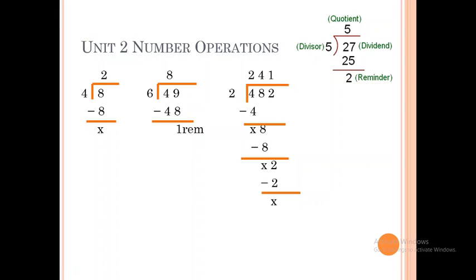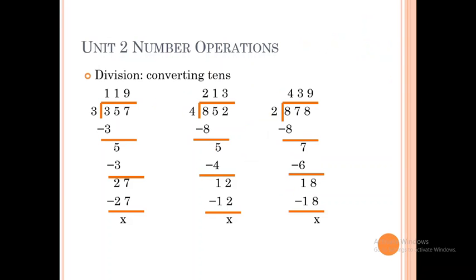Now the new one, after this revision, the new one that you will learn in this video lesson, that is converting tens. Maybe you will feel it a new thing, but it's very easy. The basic rules of division are same. Look here, we have a number 357 as dividend and our 3 is the divisor. 3 first divides the 100, 3 ones are 3.